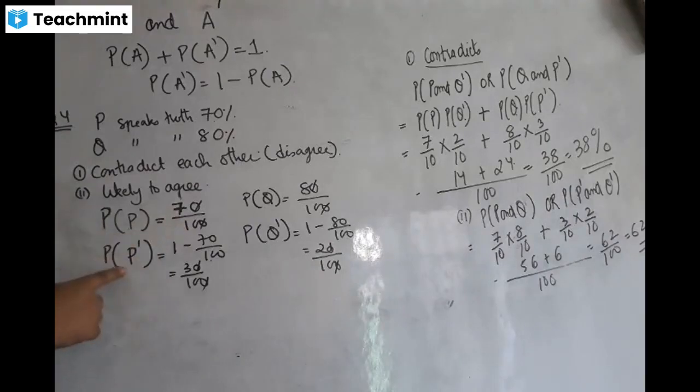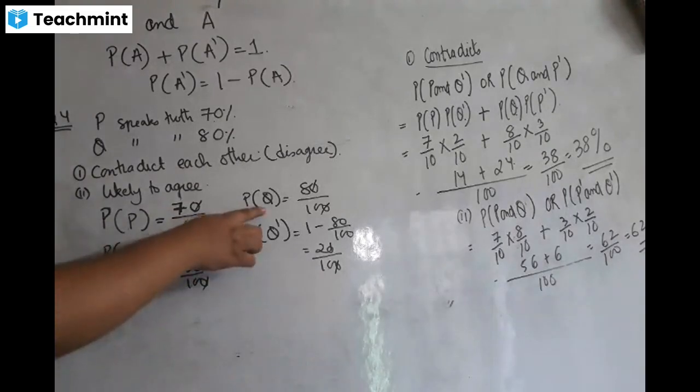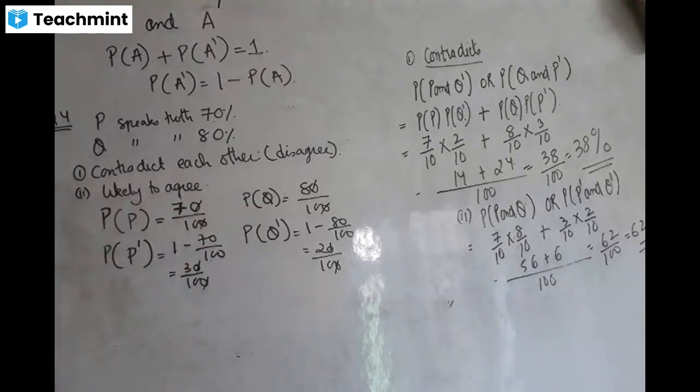So the probability that P is going to speak the truth is 70 by 100. So the probability that P is not going to speak the truth, that means he's going to lie: out of 100 times, if he speaks truth 70, then obviously he's going to lie 30 times. So 30 by 100. Probability of Q is 80 by 100. So probability of Q dash is 20 by 100.